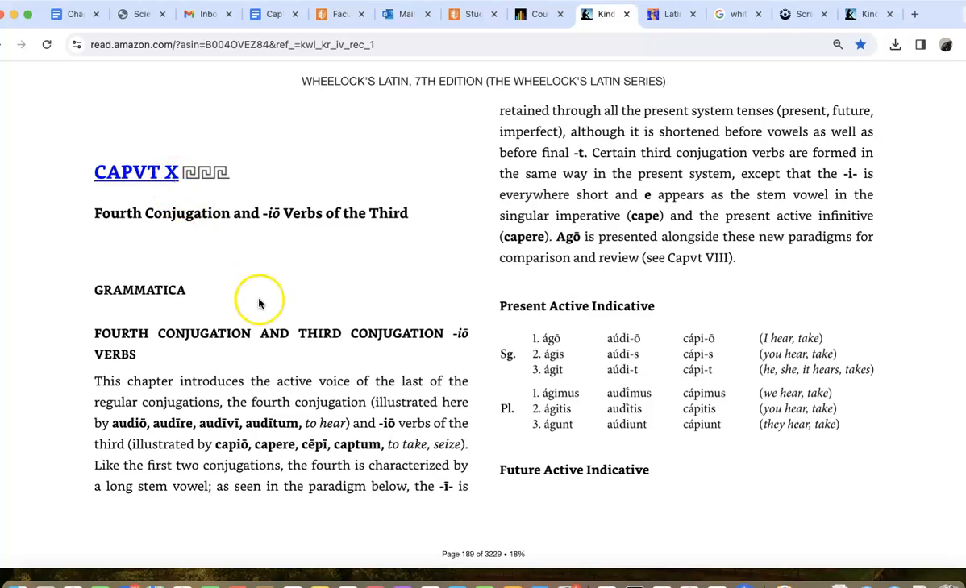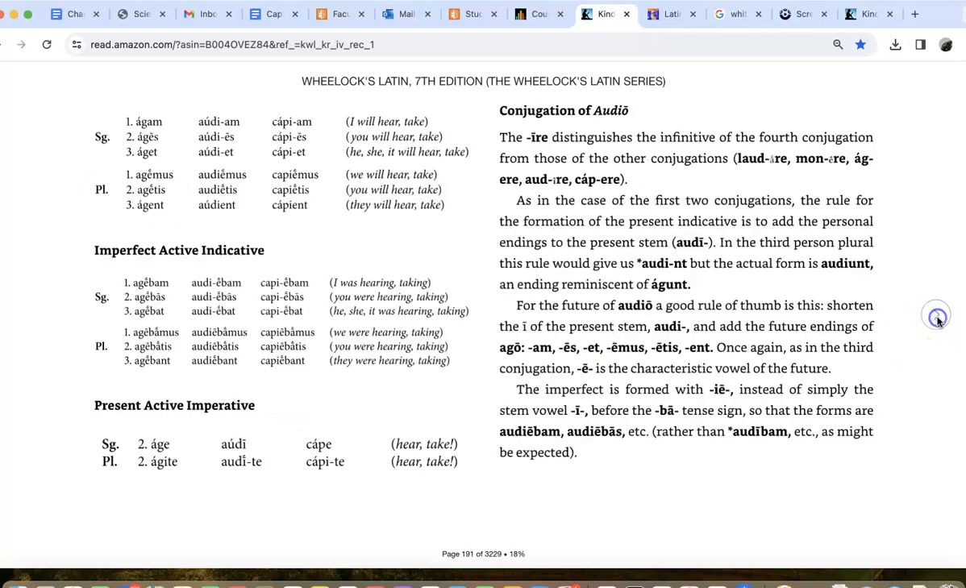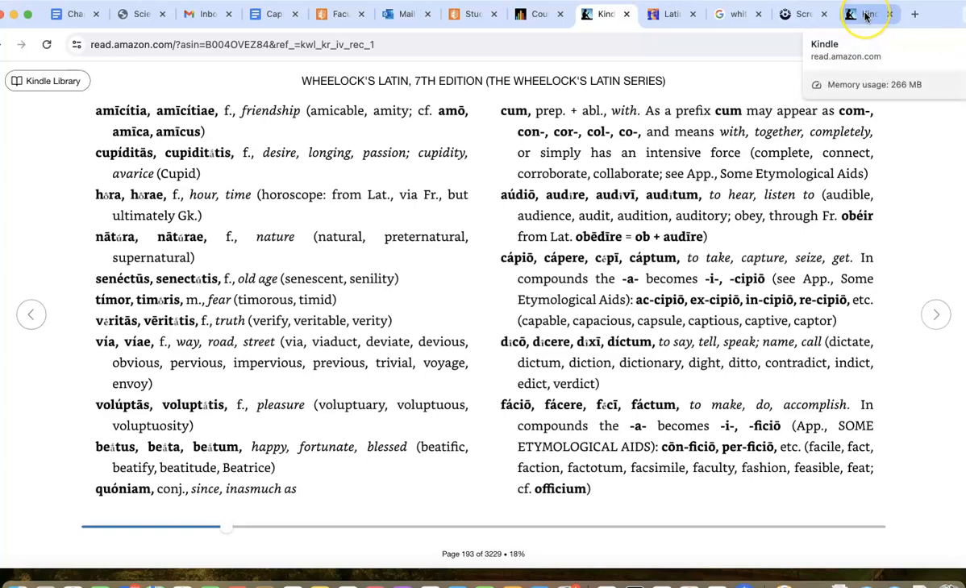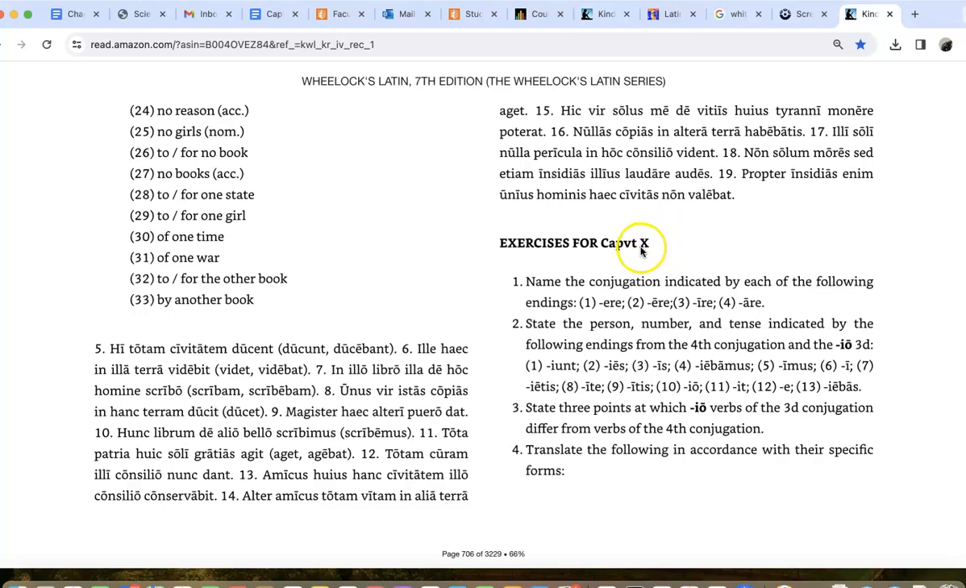The approach to the chapter is to read through the chapter once, paying particular attention to the examples. And then after you do that, I would encourage you to learn the vocabulary in every chapter. This will be on each test in matching form. And then before you do the exercises that I will cover, I strongly encourage you to do the self-tutorial exercises in the back of Wheelock's Latin.